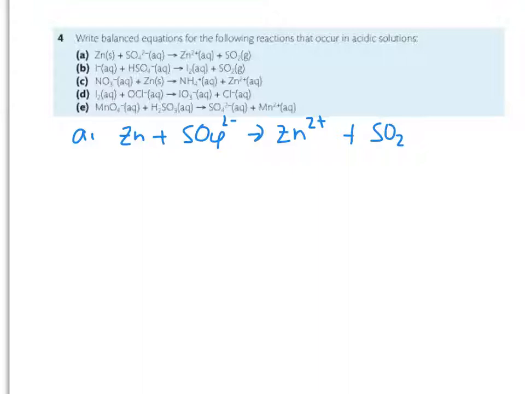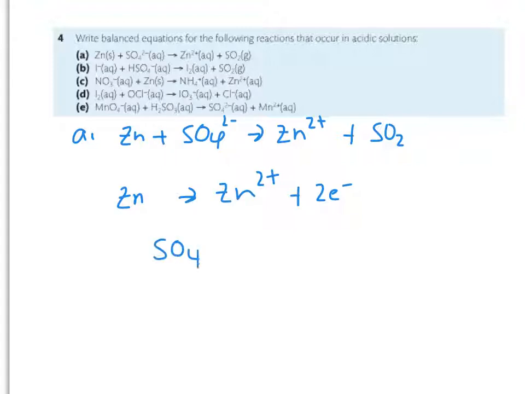So if I start with my zinc half reaction, I'm going to have zinc becoming Zn2+. So the first thing I want to make sure is I got an equal number of zinc on each side, which I do. So I can go ahead and balance the electrons by adding them to the more positive side, and I'm done with this half equation. The second half equation is a little messier, but not too bad.